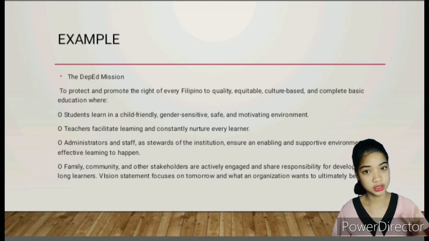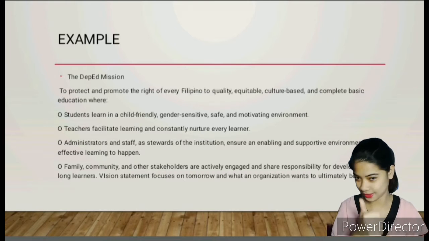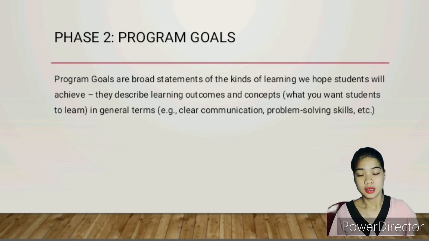Now, can you differentiate between vision and mission? Okay, it's good. So, phase number 2.